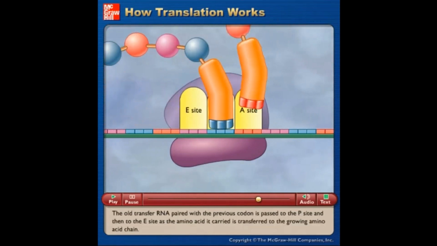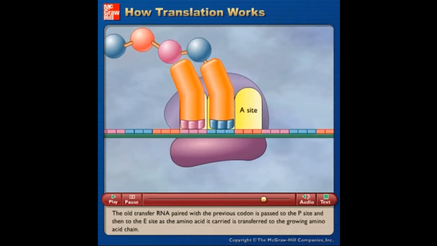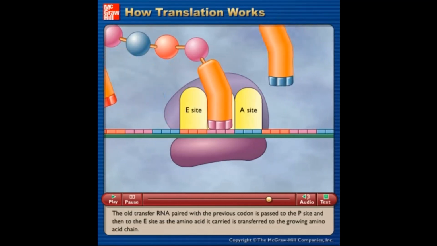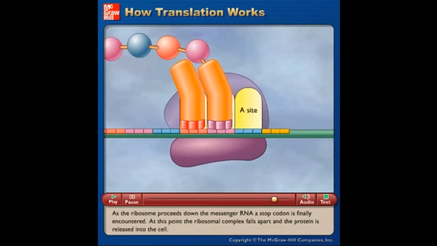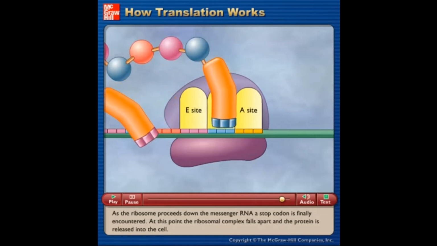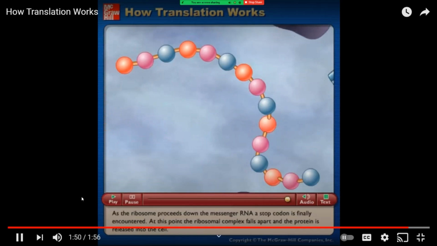The old transfer RNA paired with the previous codon is passed to the P site and then to the E site as the amino acid it carried is transferred to the growing amino acid chain. As the ribosome proceeds down the messenger RNA, a stop codon is finally encountered. At this point, the ribosomal complex falls apart and the protein is released into the cell.